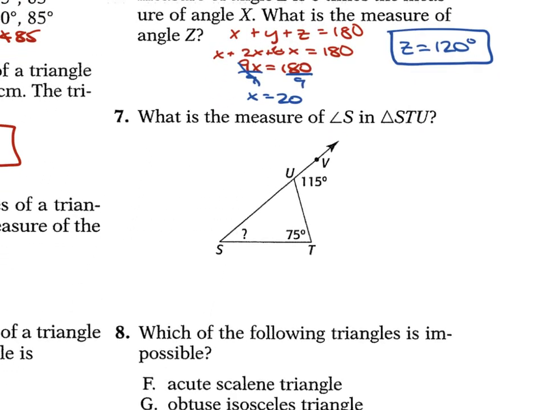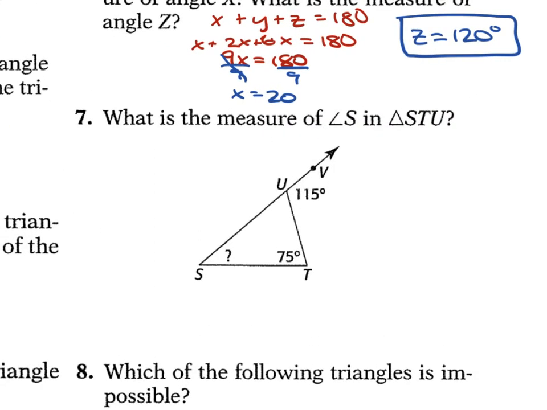For 7, it says, what is the measure of angle S in the triangle STU? Well, angle S is going to be 115, which is angle U on the outside, it's going to equal your 2 opposites. So 115 is 75 plus angle S, which is what we're missing. So we're just going to subtract the 75 from each side. And we get that is 40 degrees.